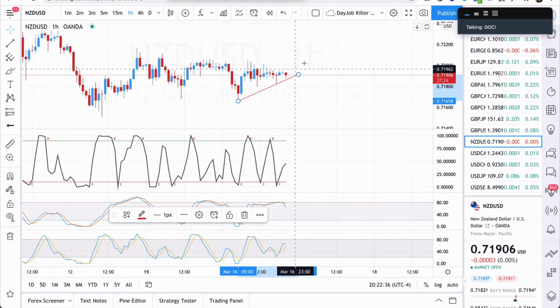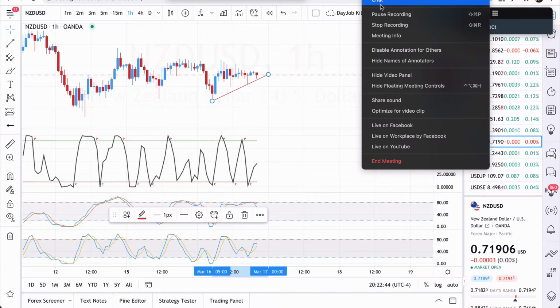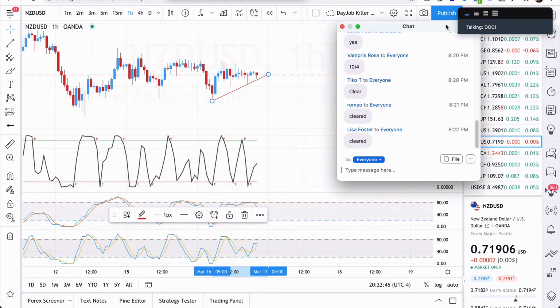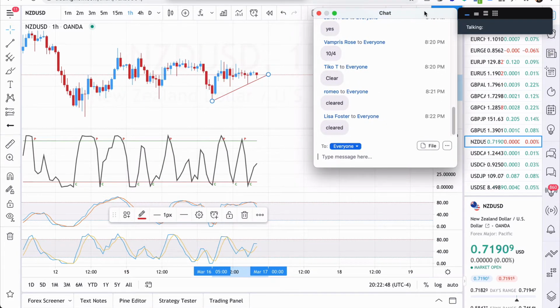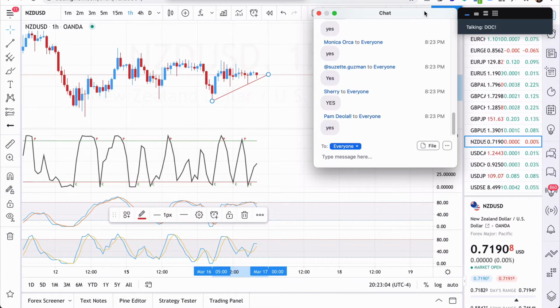So I'll identify the trend on the 1 hour. Does everybody see why I said this is a short-term uptrend? Let me know in the chat if that makes sense so far. Okay, one person, yes. Need some feedback. Okay, now they're coming in.